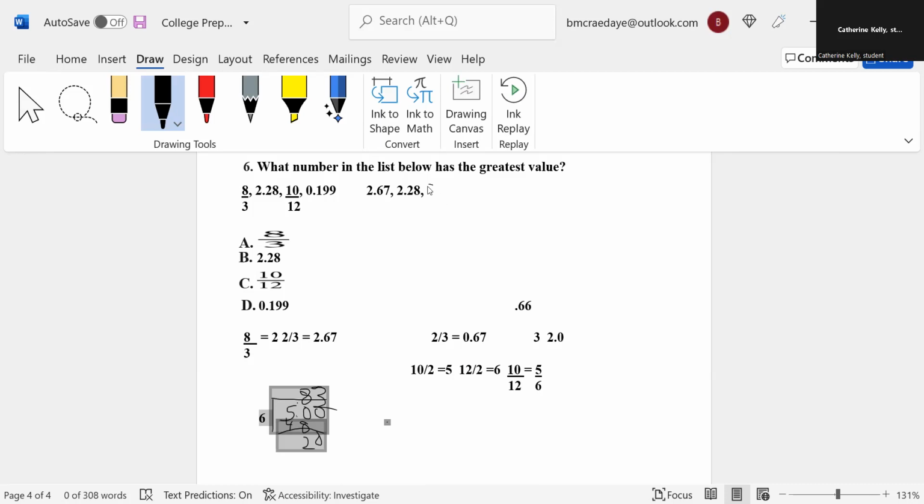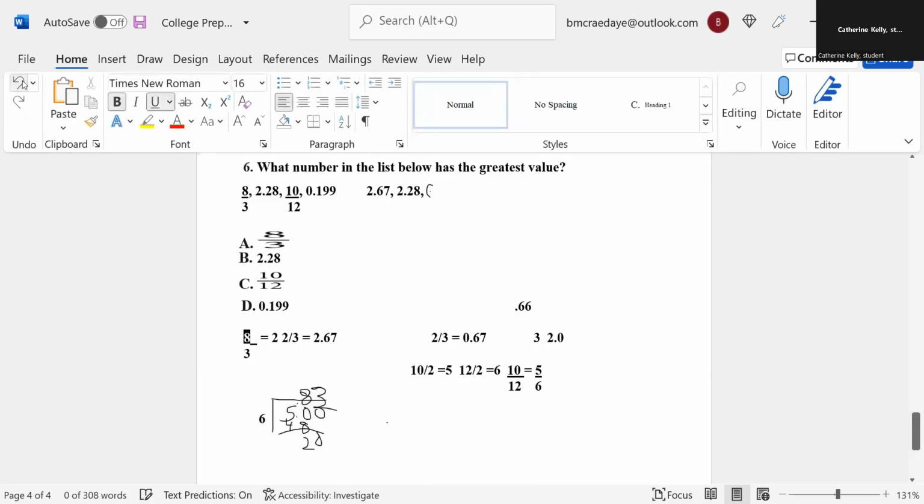Okay. 83 you put where? Up there at the top. Yeah, let me go back here and take that out.